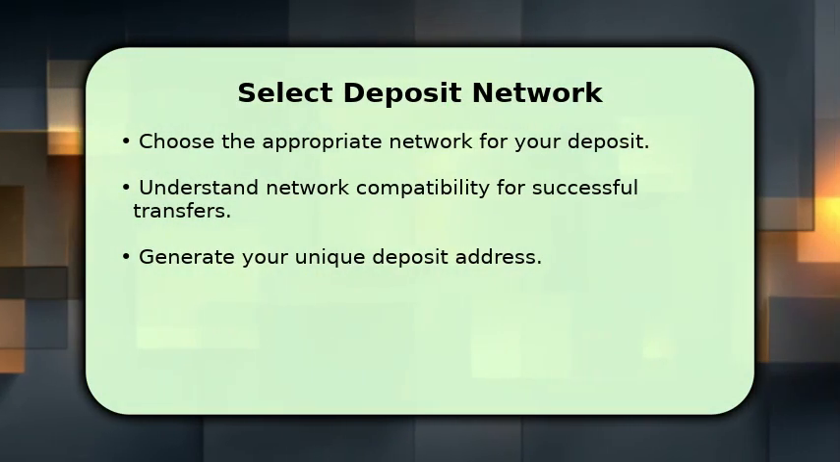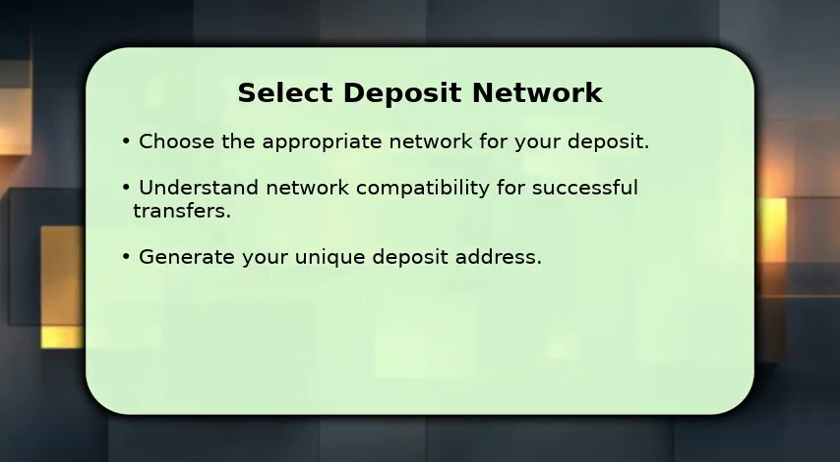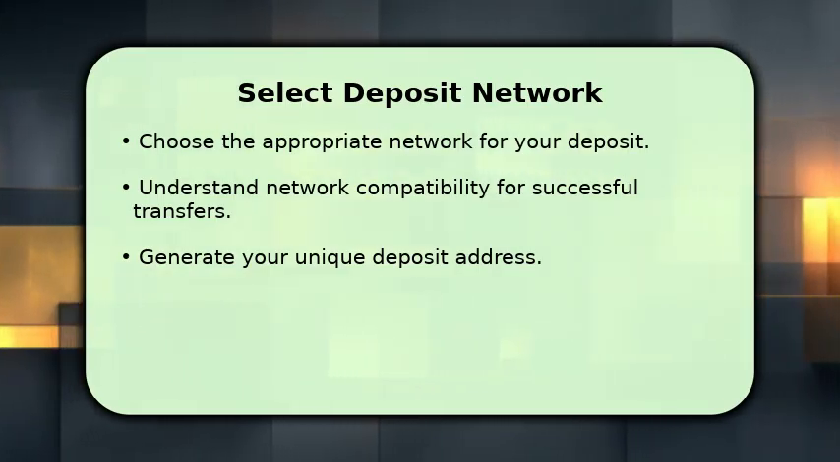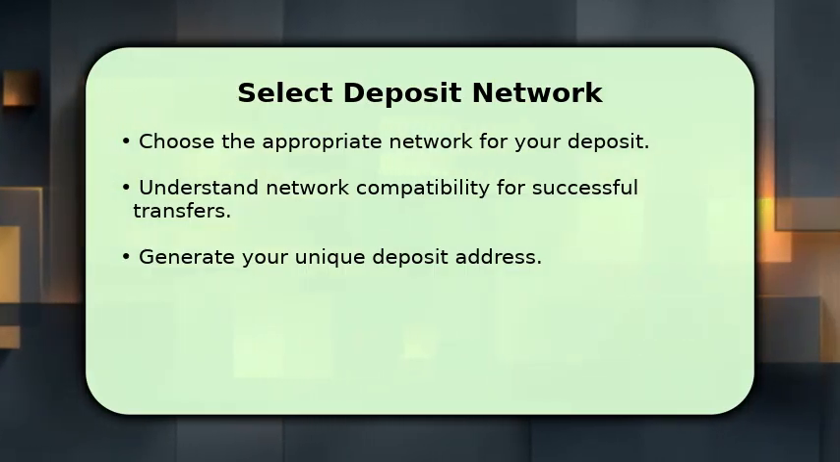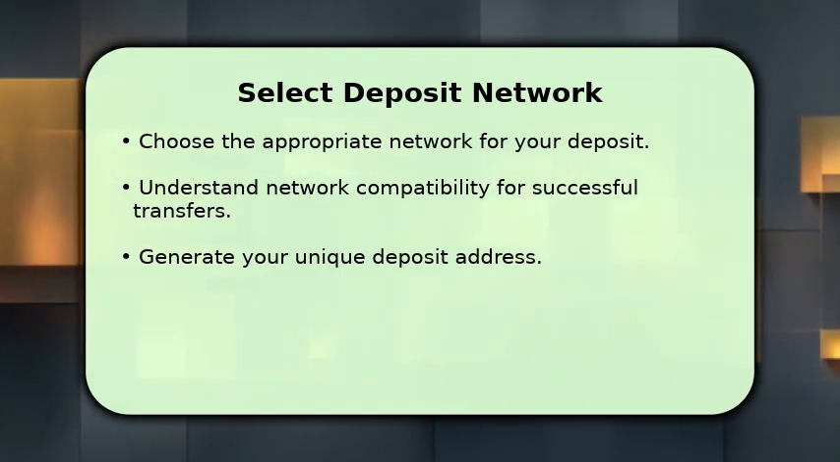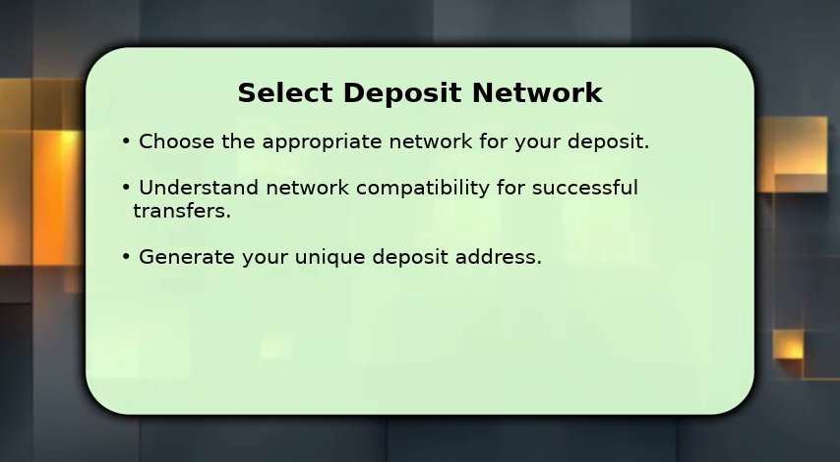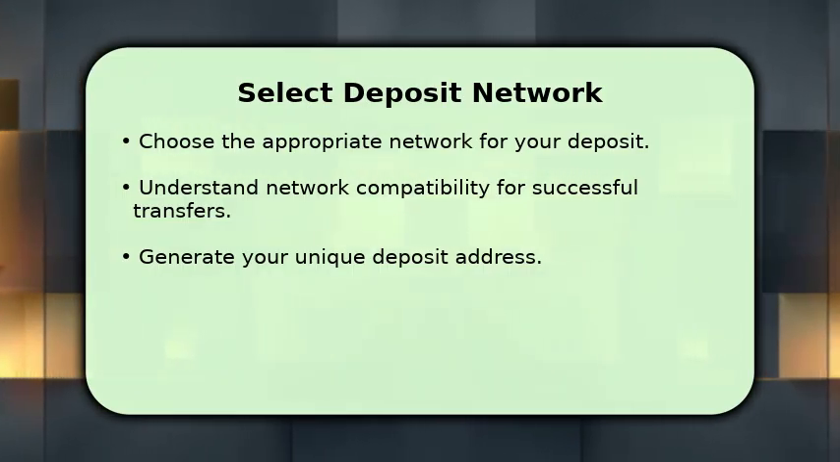After selecting your cryptocurrency, you must choose the correct deposit network. For example, for UST, you might see options like ERC20 or TRC20. Ensure the network matches the one from your sending wallet to avoid losing funds. Once selected, KuCoin will generate your unique deposit address for that specific coin and network.